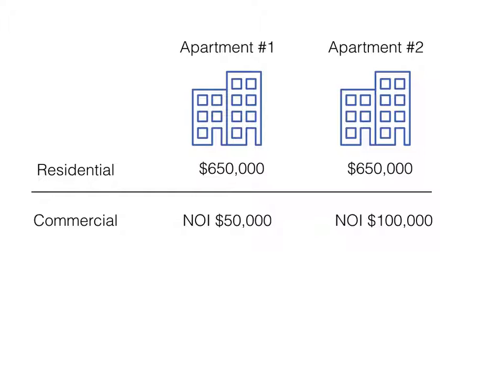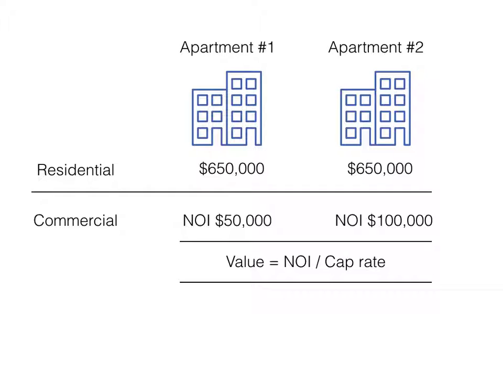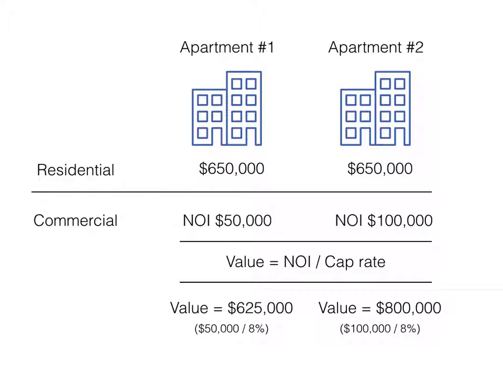So there's a method that we use in commercial real estate, and it's all formula driven. The value of the purchase price equals the net operating income divided by the capitalization rate. I'll get into that in a second. If we use this formula, we can see that apartment number 2, which produces $100,000 in net operating income per year, is worth significantly more than apartment number 1, obviously, because it's producing more income, which is more valuable to an investor.